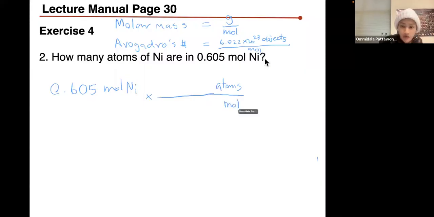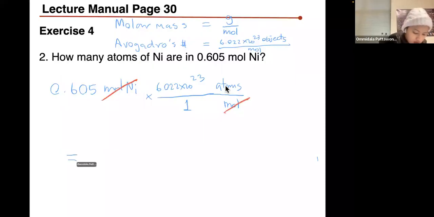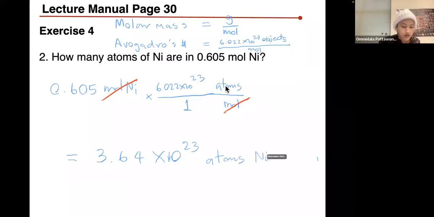So in this case, if you use Avogadro's number, 1 mole of nickel is going to contain 6.022 times 10 to 23 atoms. Remember, I replaced this object with the correct type of object, which in this case is described as atom. So cancel the unit mole. The answer would be 3.64 times 10 to 23 atoms of nickel. Given 3 sig fig, the final answer would also be 3 sig fig as well.